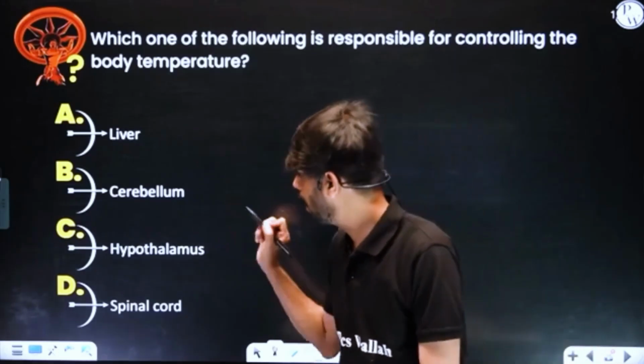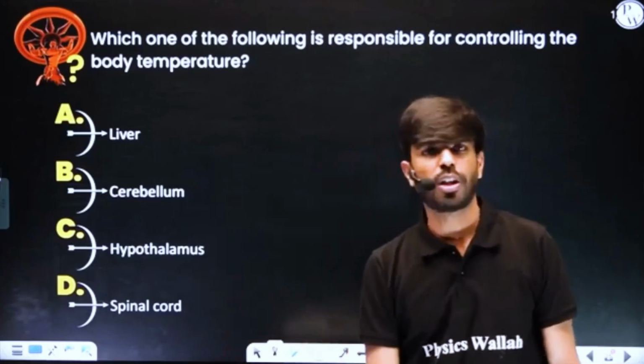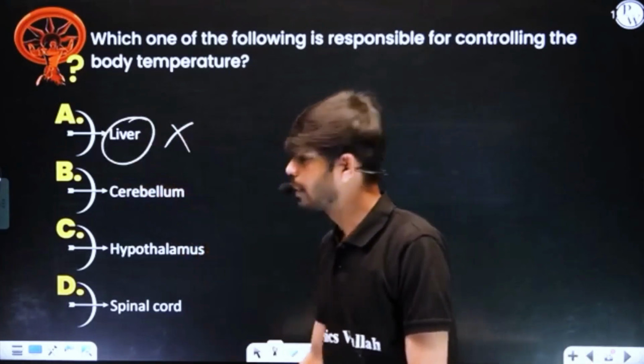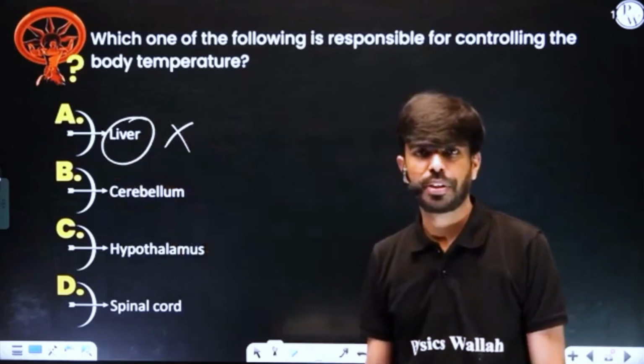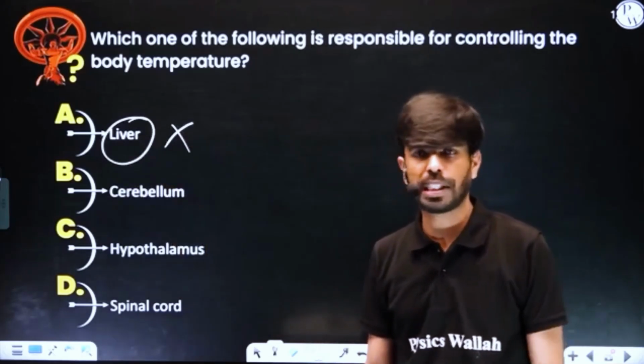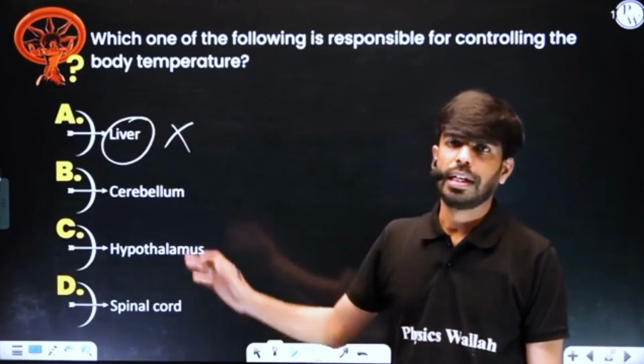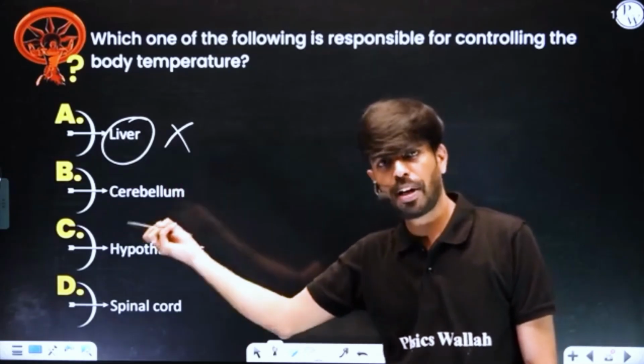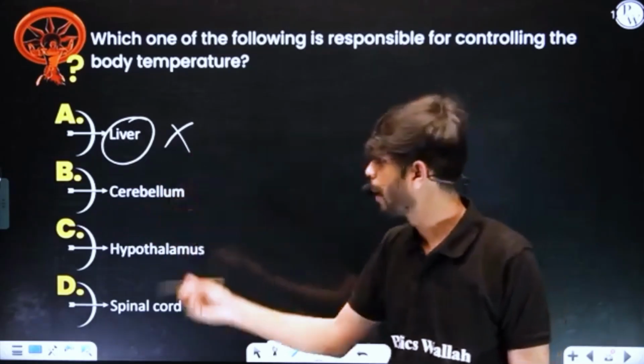Liver, cerebellum, hypothalamus, spinal cord. As you know, liver is not a part of the endocrine system. It is not a part of the nervous system. It is not controlling the body temperature. It is responsible for purification of blood as well as helps in digestion.